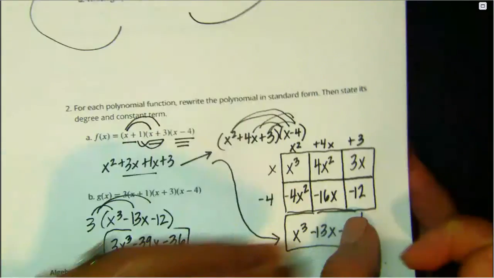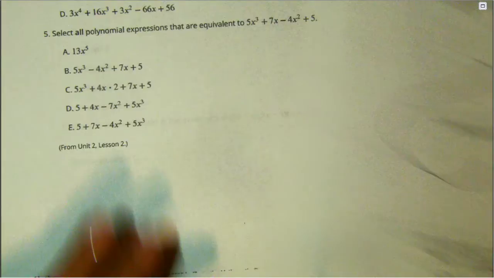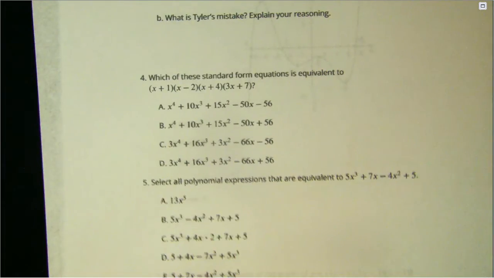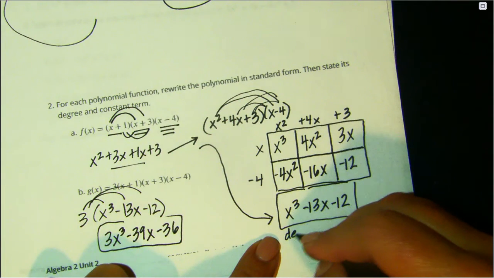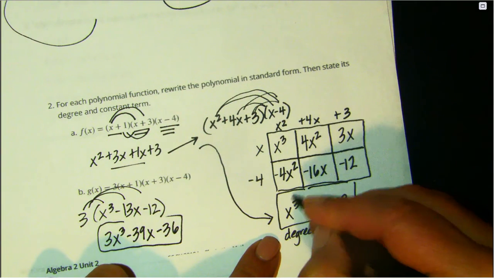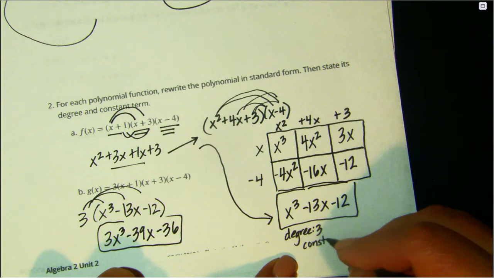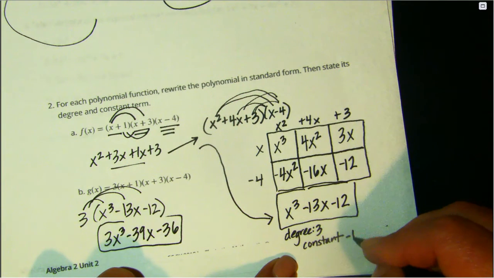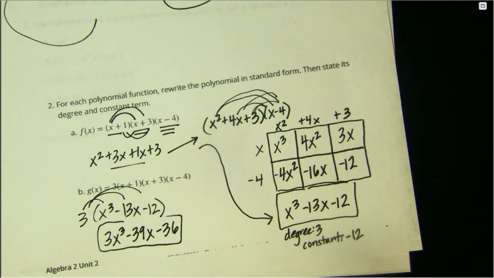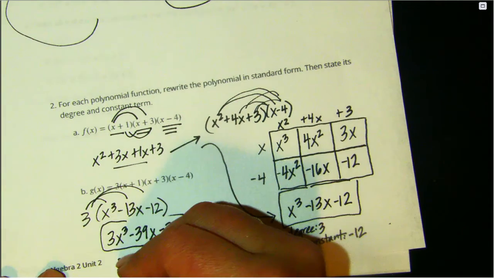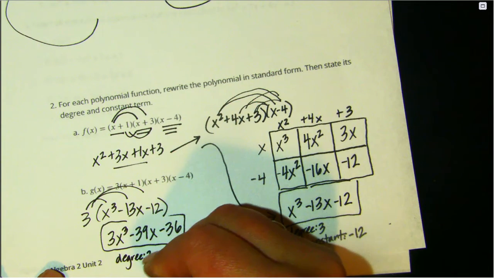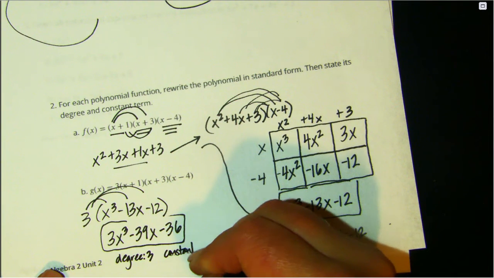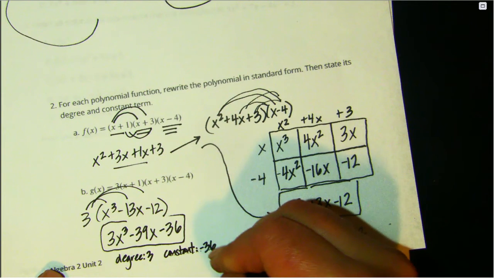All right. Number 3. I just realized I was supposed to say something. It says state the degree and the constant. So, sorry. The degree on this one is 3, right? Because it's the highest power. And the constant is the number without a variable. And then this one, the degree is also 3. And the constant, the one without the variable, is negative 36.